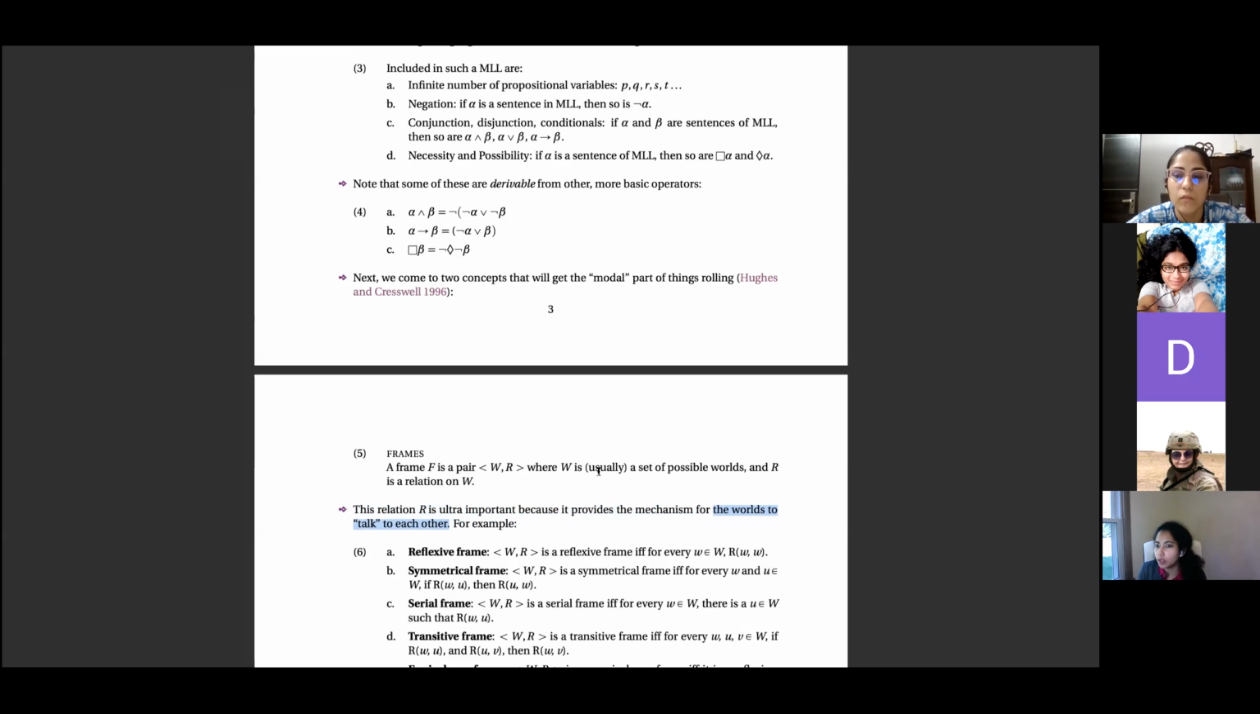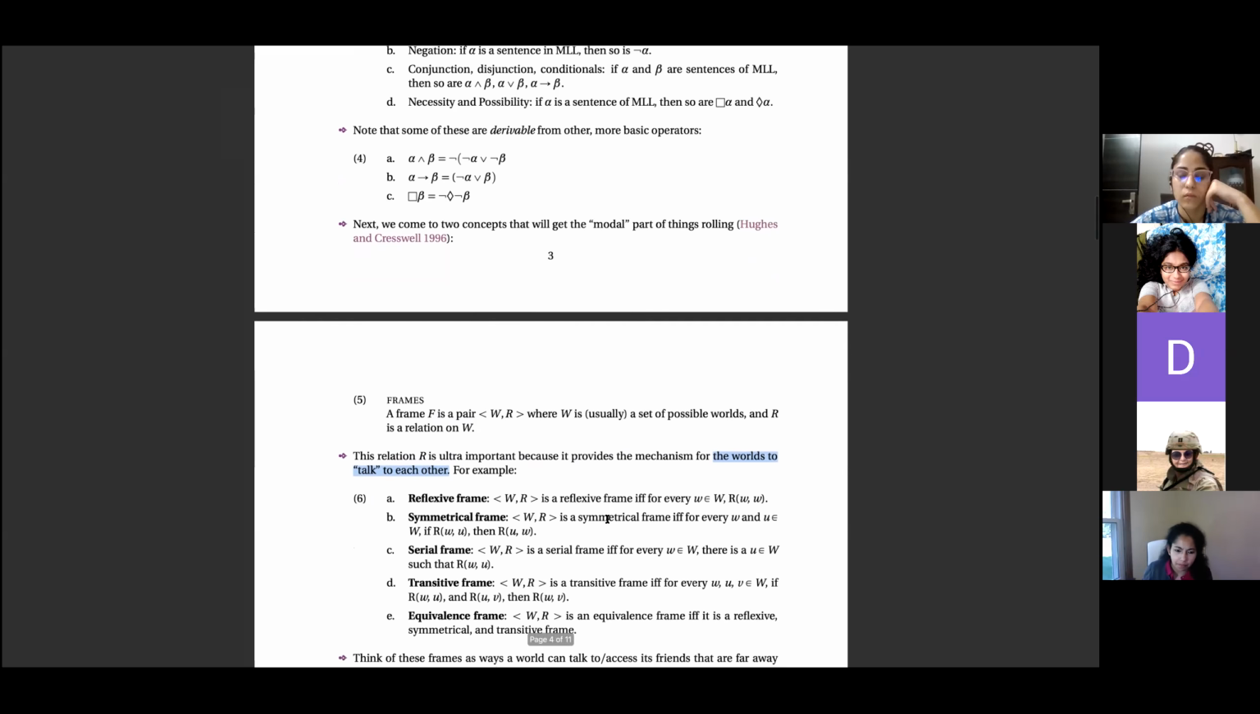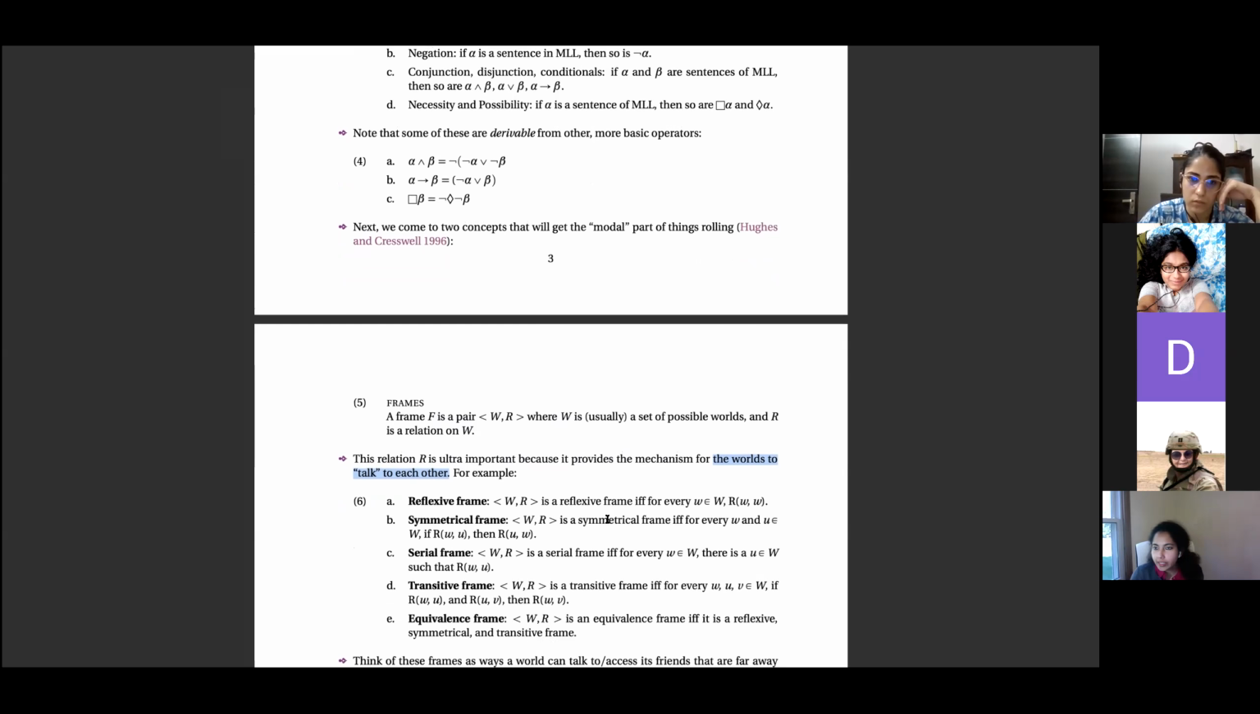If you have a set of worlds, think of them as discrete worlds sitting there. There is no possible way for the worlds to see each other unless you have a relation on that set. Different types of relations will give you different types of conversation between the worlds. Okay, so here are some relations. You can have a reflexive frame. You might have heard of this property of reflexivity.